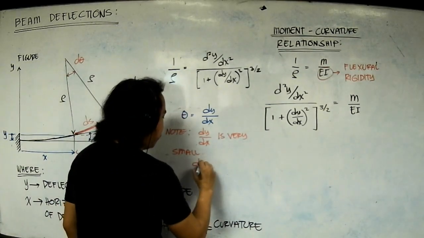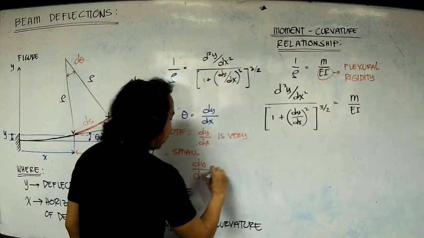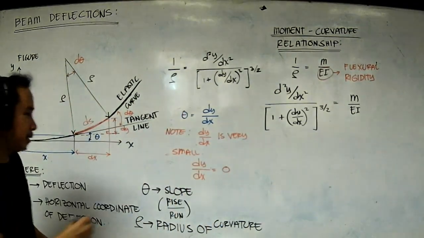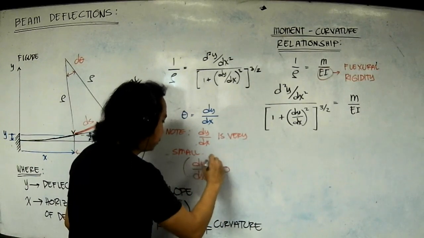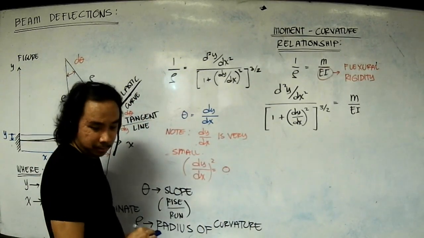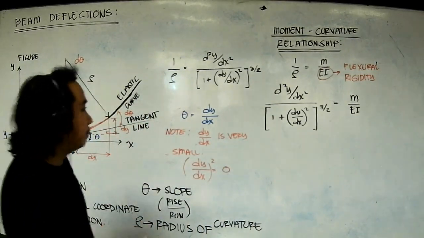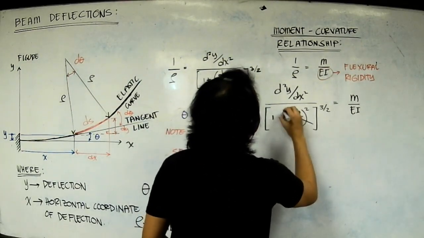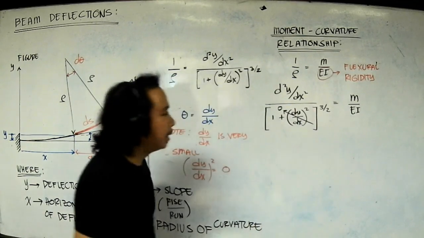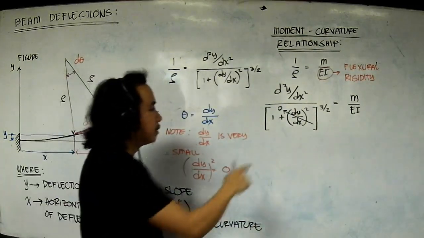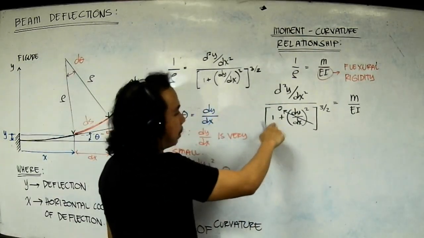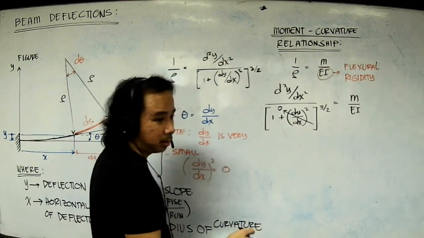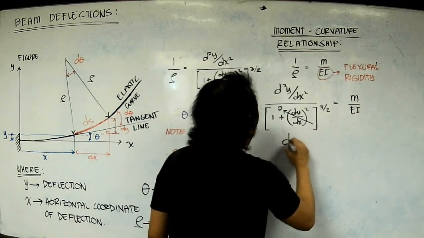So, as an approximation, why not just assume that this dy/dx term is 0? So this simplifies. This is the beauty of calculus, you can make assumptions like this. So this is essentially 1 plus 0 raised to the power of 3 halves. 1 raised to the power of 3 halves is still 1. So we have this.